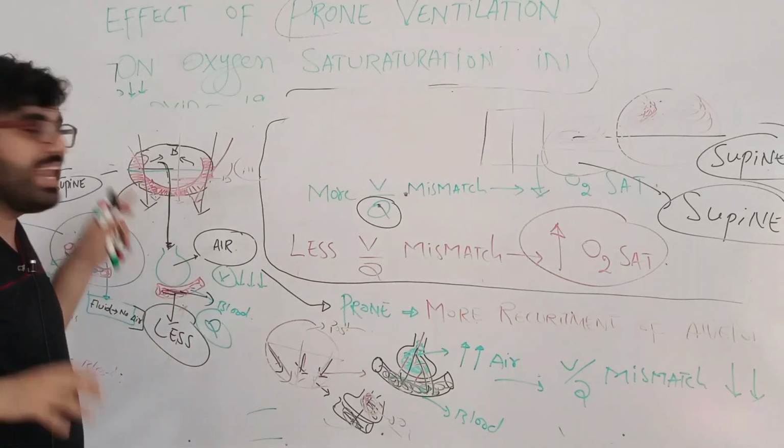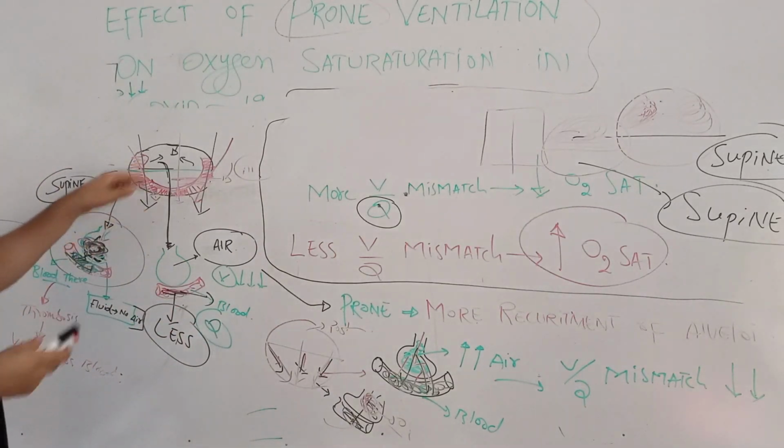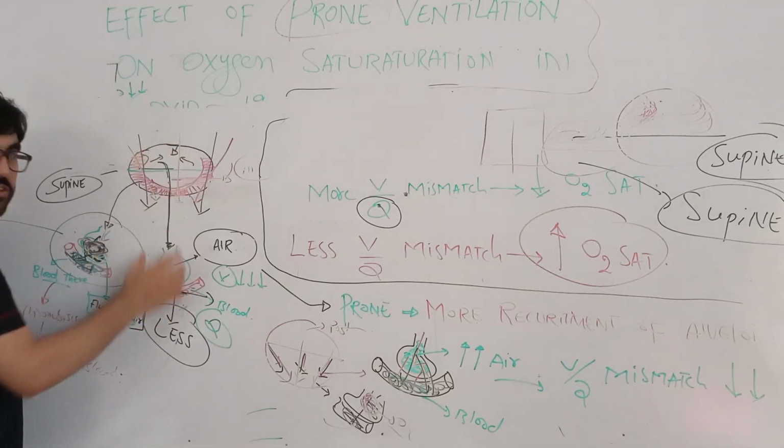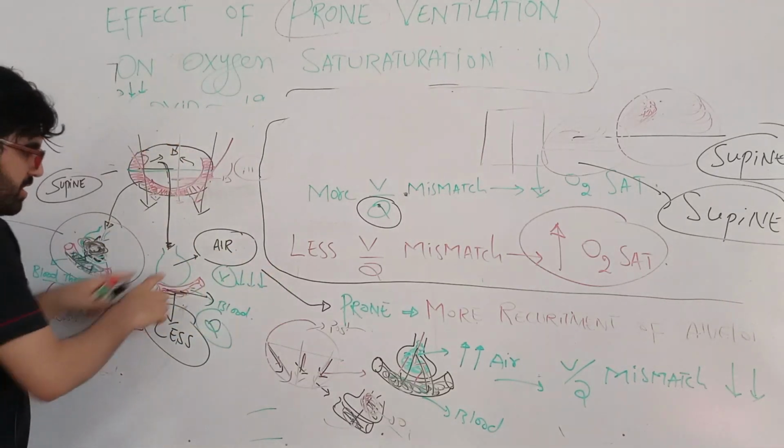infected or ill-health alveoli. And if we take this portion from the anterior aspect of the chest in the supine position, there is air.